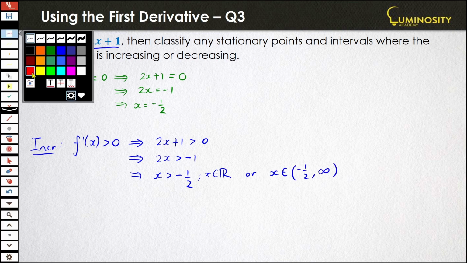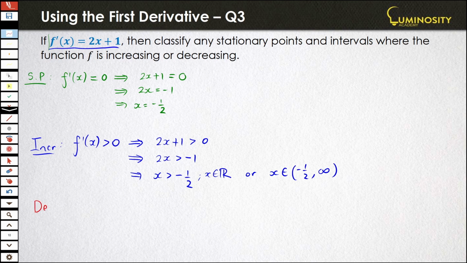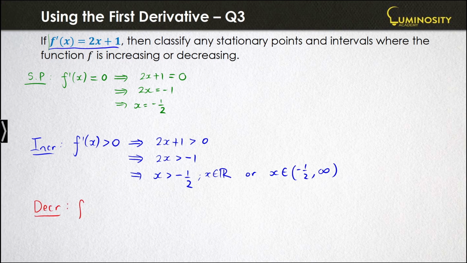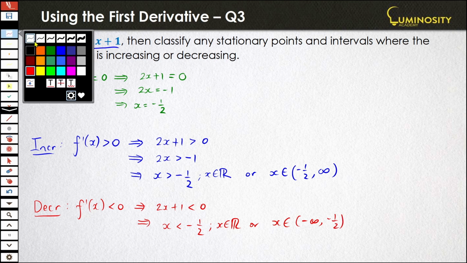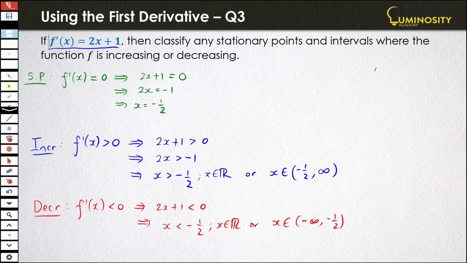And then lastly, when is it decreasing? So f prime x less than 0. Well, that is when 2x plus 1 is less than 0. So again, if we follow the same algebraic techniques, we get x is less than negative a half. Or in interval notation, that is when x is an element from negative infinity all the way up to negative a half.